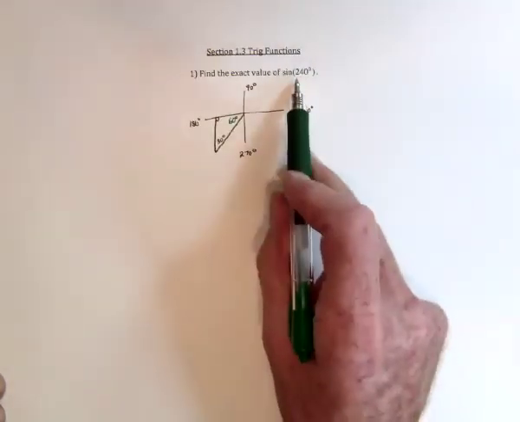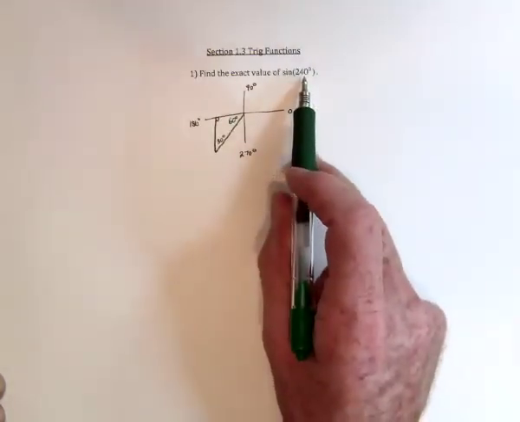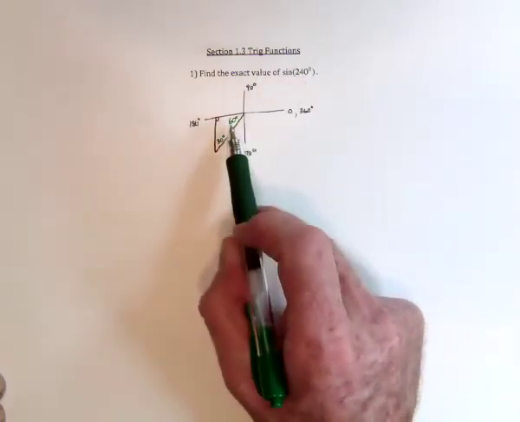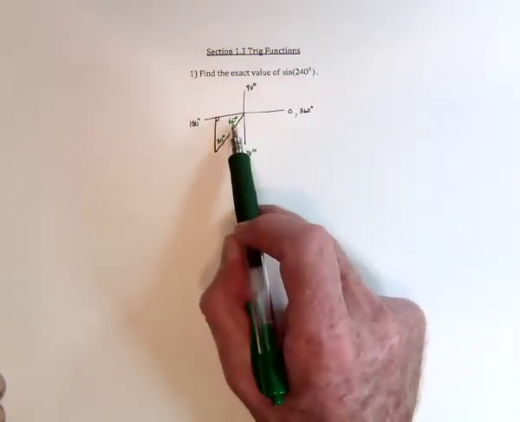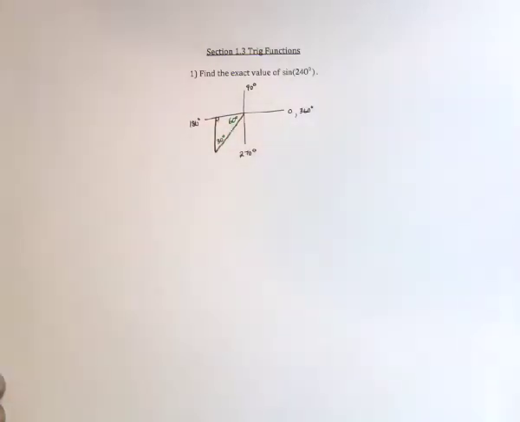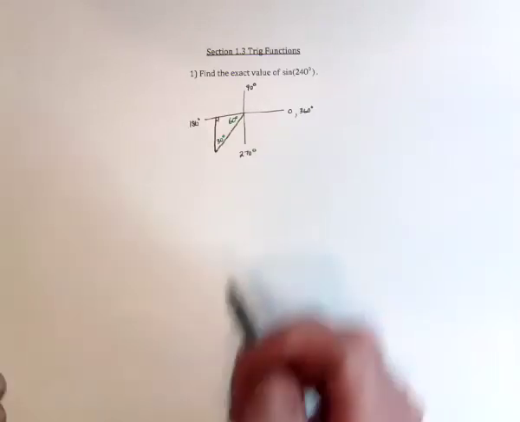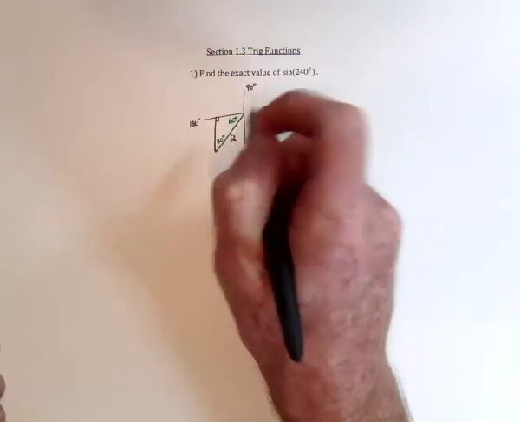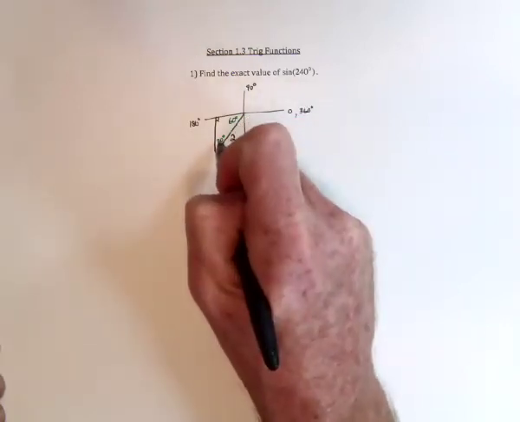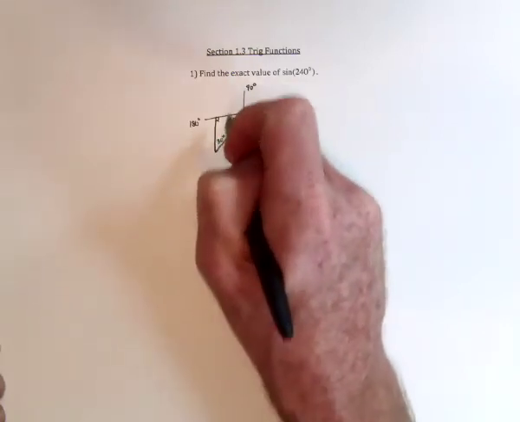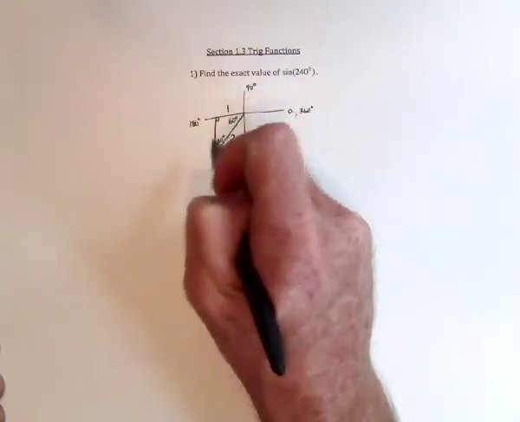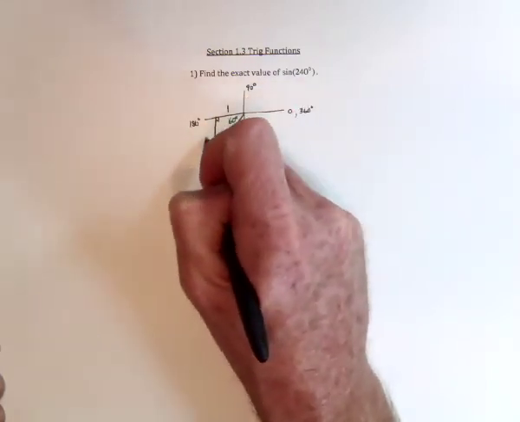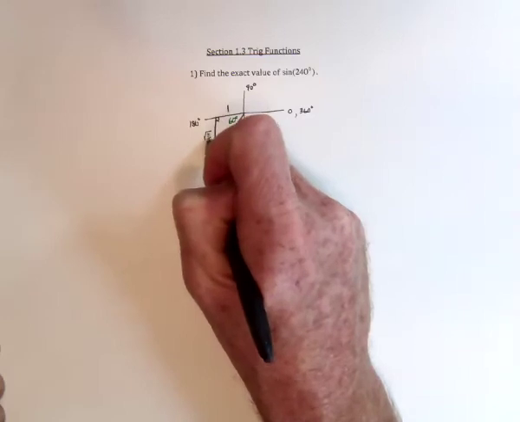And the fact is that sine of 240 is the same as sine of this reference angle, 60 degrees, although one of them may be positive and one of them may be negative, but the numbers are going to be the same. Since this is a 30, 60, 90, I can say that the hypotenuse is 2. Across from the smallest angle, 30 degrees, is the smallest side of 1. And across from 60 is going to be the square root of 3.